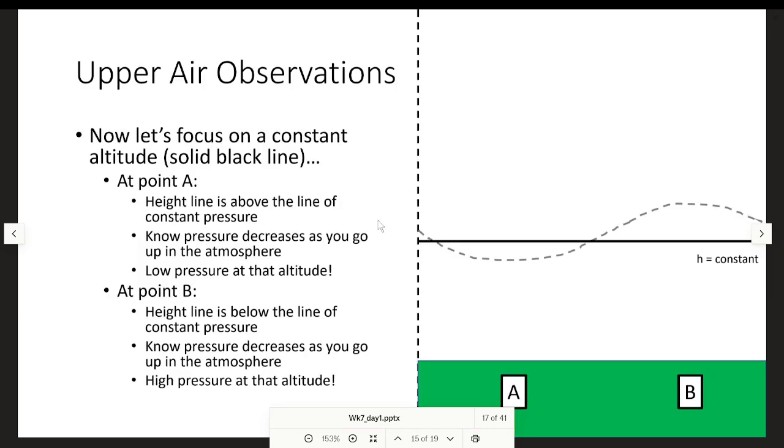So let's focus on a constant altitude. We'll just take an H value across. The pressure is going to change as you go across the height surface. At point A, the height line is above the line of constant pressure. And we know that the pressure decreases as you go up in the atmosphere. So at this altitude here, there's lower pressure. So if you have low heights, you have lower pressure above that area.